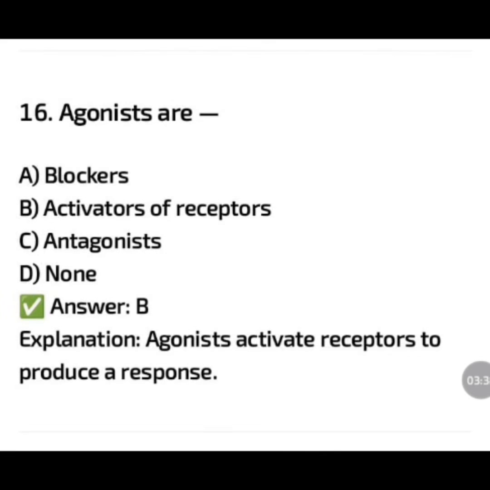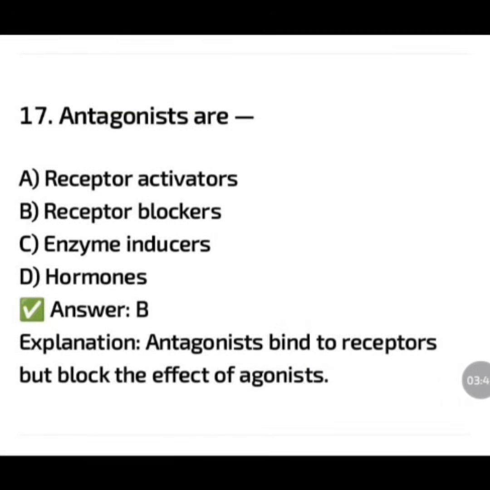Agonists are blockers, activators of receptors, antagonist, none. The correct answer is option B, activators of receptors. Agonists activate receptors to produce a response. Antagonists are receptor activators, receptor blockers, enzyme inducers, hormones. The correct answer is option B, receptor blockers. Antagonists bind to receptors but block the effect of agonists.